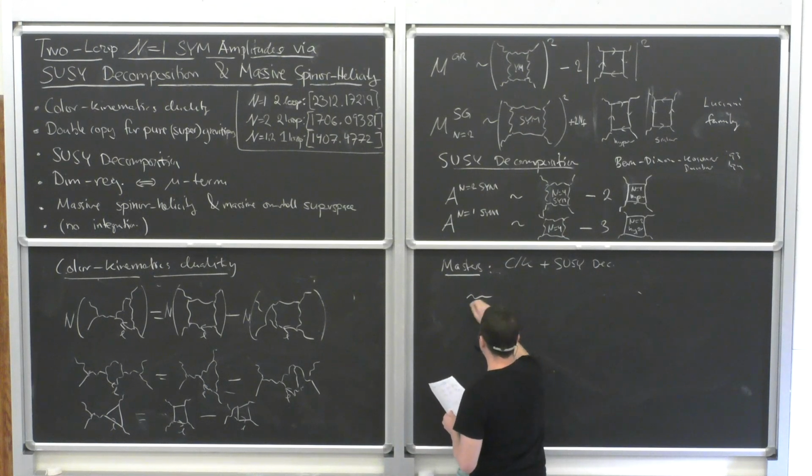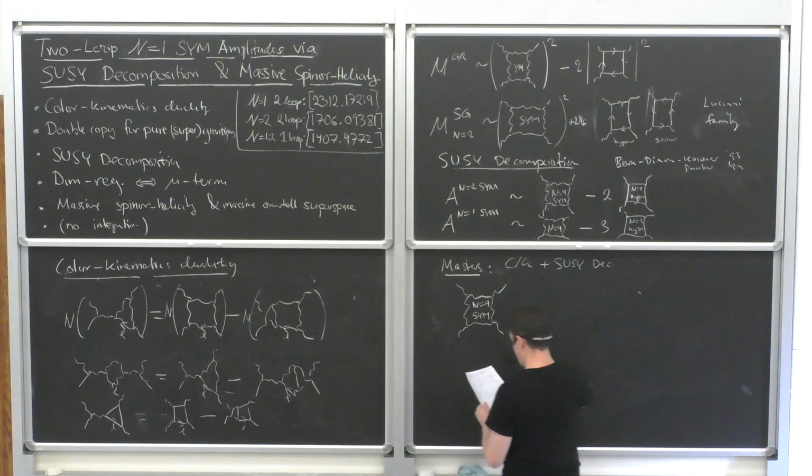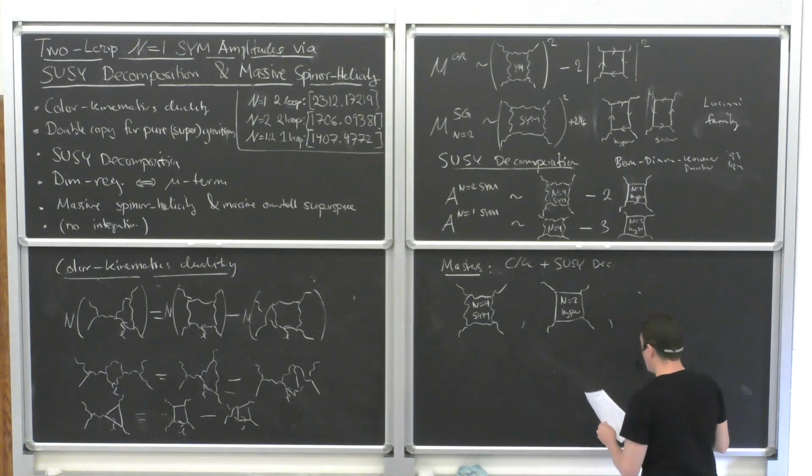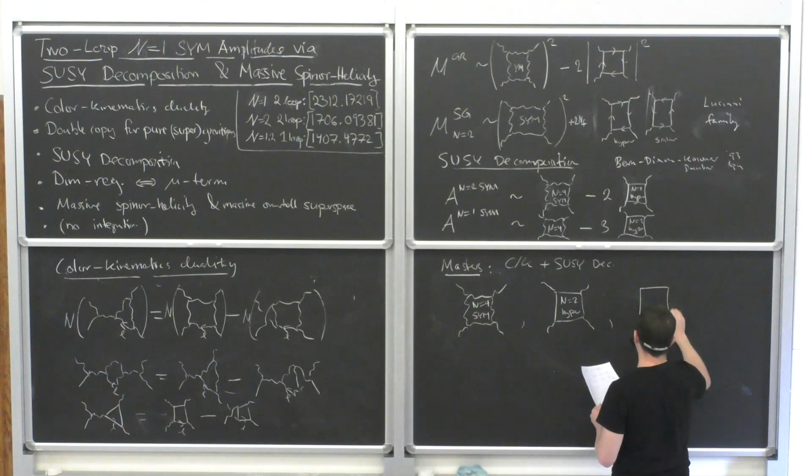And one of these graphs is going to be my box for n equals 4 super Yang-Mills. The other graph is going to be my box with a hyper, so n equals 2 hyper. And lastly, one more graph that I'm going to need is my parity odd chiral multiplet. So this is n equals 1 chiral, but odd.